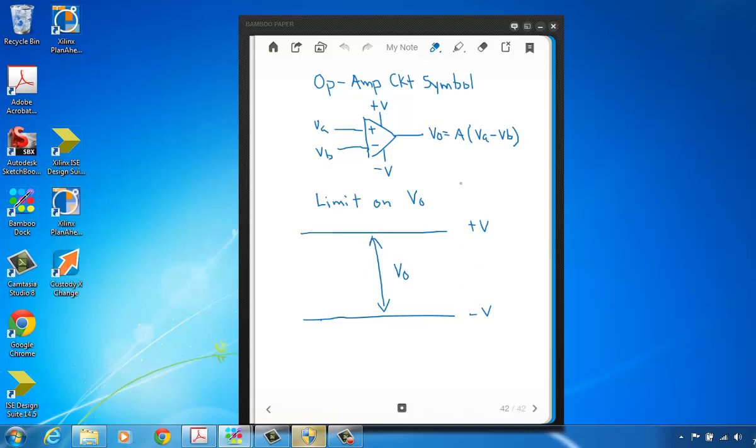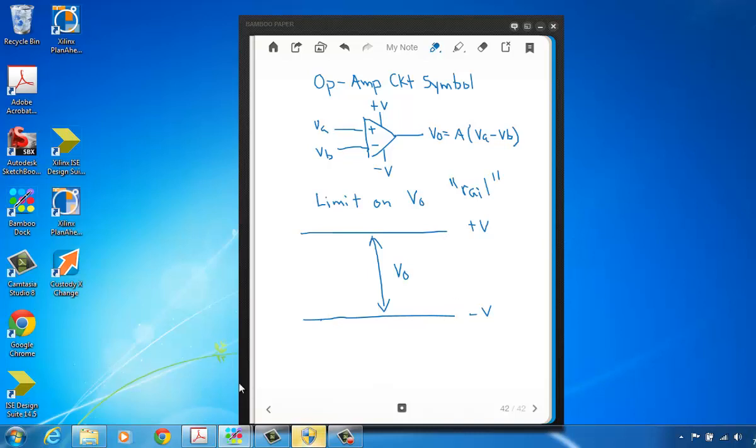In fact, there's a term that EEs use: rail. Each one of these power sources is referred to as a rail. So plus V is the upper rail and minus V is the lower rail. So V out has to be within those rails. If V out was outside of these power source values, that would be a violation of conservation of energy, because again, you can't get more out than what you're putting into the op-amp circuit.